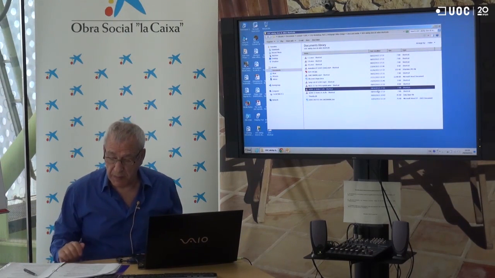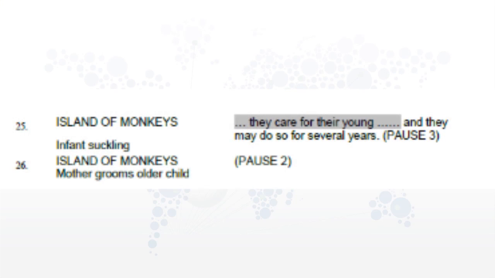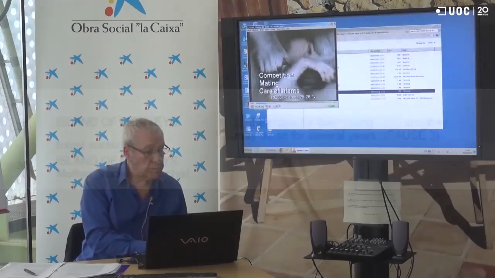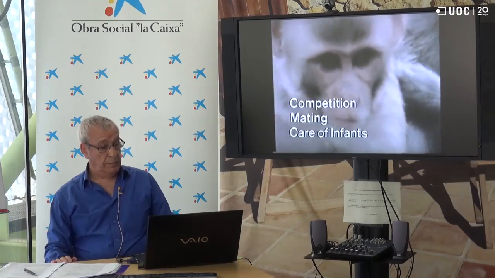They show a rhesus monkey mother who's suckling her baby, and simultaneously she's grooming an older offspring. They care for their young, and they may do so for several years.